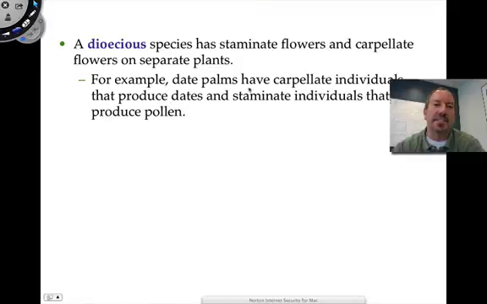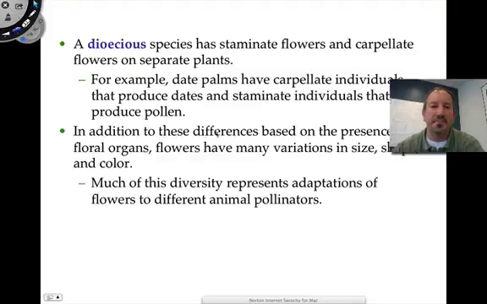So dioecious is a plant that is producing just carpellate or staminate flowers, on a separate plant entirely. How do you like that? Some plants are just considered to be female plants, and some are considered to be male plants. So two houses. One's a girl, one's a boy. How about that? What's an example of that? A date palm. If you wanted to look that up, you can take a picture of that.